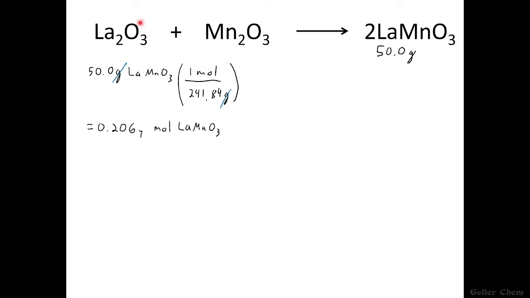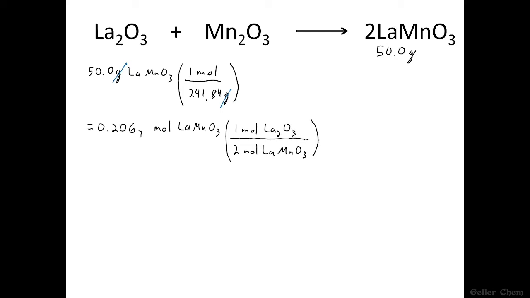Now let's talk about how much of each reactant I need to generate this product. And I'm going to start all the way on the left, because why not? Now, the mole ratio states that for every mole of La2O3 that I react, I'll get twice as many moles of LaMnO3 as a product. In other words, if this is how many moles of product I'm going to generate, I just need half that number of moles of La2O3. The mole ratio says that we have 2 moles of LaMnO3 produced for every 1 mole of La2O3 that we use.